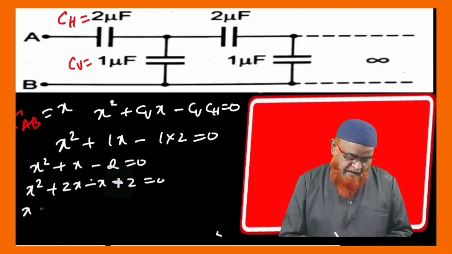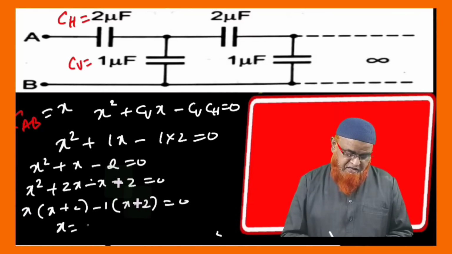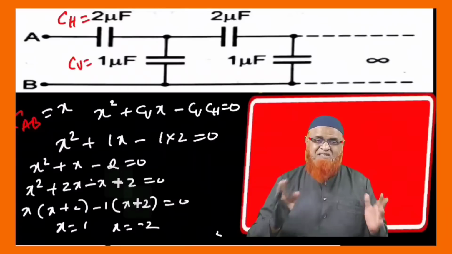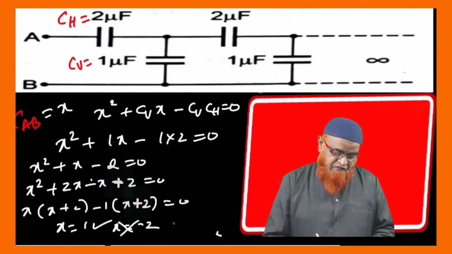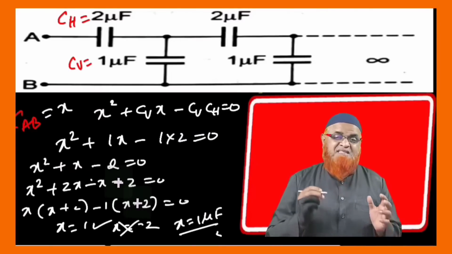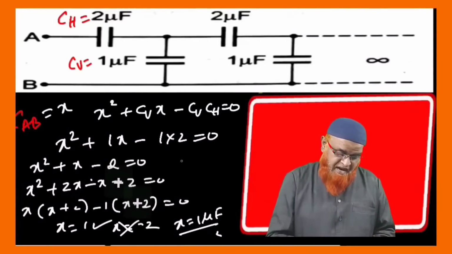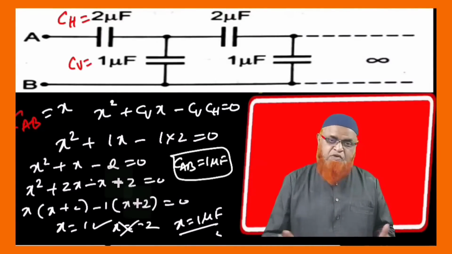Okay, so if you take X common, you will get X plus 2, and if you take minus 1 common, you will get X minus 2, which is equal to 0. Therefore X equals 1, or X equals minus 2. The X value can't be negative, since capacitance can't be negative, so your answer is going to be X equal to 1 microfarad. Therefore the final answer is X equal to 1 microfarad, which is nothing but C equivalent, C across the 2 capacitors, that is C across AB. You can write this as C across AB is nothing but 1 microfarad.